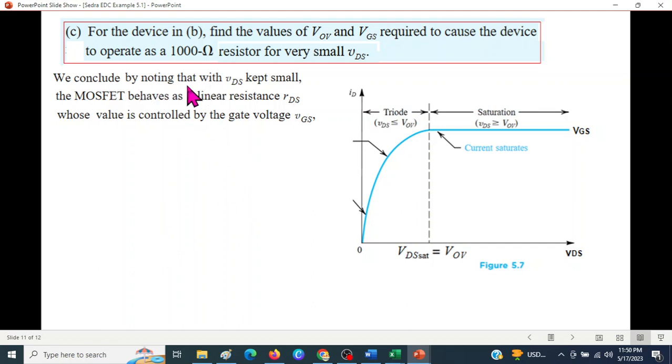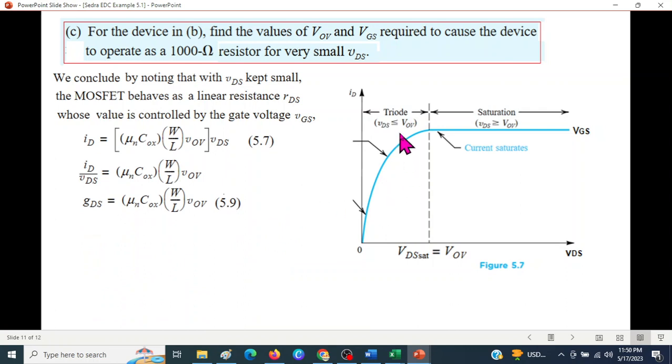We conclude by noting that with VDS kept small, the MOSFET behaves as a linear resistance whose value is controlled by the gate voltage VGS. So this is the linear part. And we had already discussed that in the linear part, we'll use the current equation 5.7. From here, if we divide it by VDS, this is what is remaining. ID over VDS is the conductance, GDS, and this is equation 5.9 that we are getting.